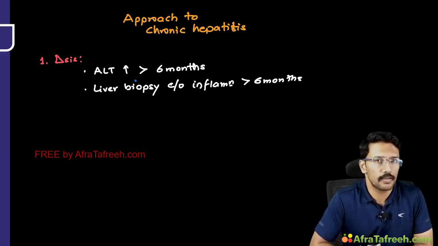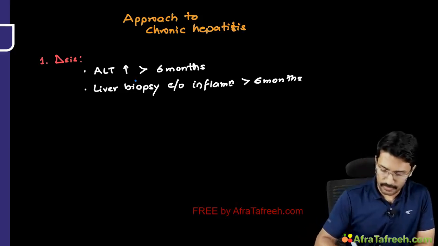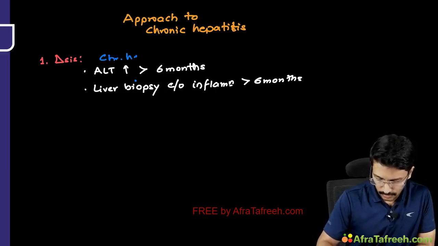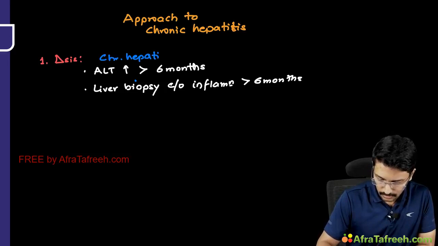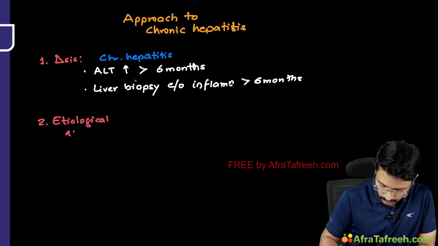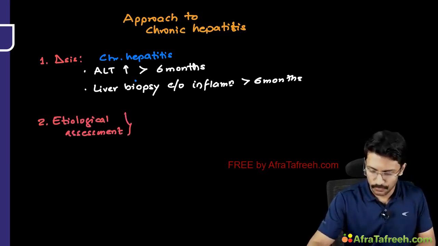Okay, now the diagnosis of chronic hepatitis is done, right? So we have made a diagnosis of chronic hepatitis when we proved this chronic hepatitis. Next question is, what is the cause, right? Etiological assessment. The step number 2 is etiological assessment, and obviously we should first look at or think of the common causes, right? So what are the initial investigations you would do?